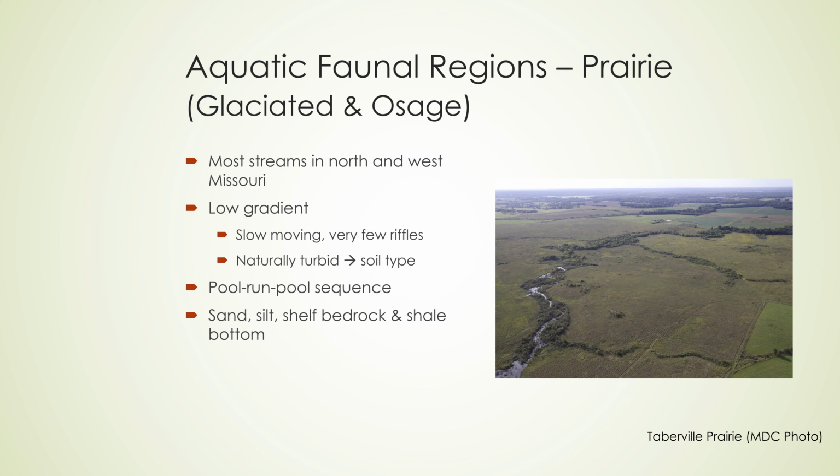The streams in this region have a much lower gradient. This means that they are slow-moving and have very few riffles. They also tend to be more turbid due to the surrounding soil types. They are characterized by a sequence of pool-run-pool habitats. The substrate is generally sand, silt, shelf bedrock, and shale.